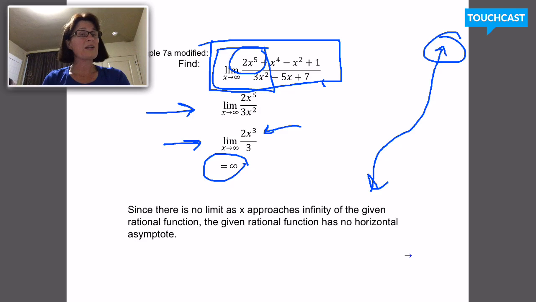So if we want to think about our original question from the beginning of this section, is there going to be a horizontal asymptote for this function? My answer here is no. Since there is no one-number limit as x approaches infinity, there would be no horizontal asymptote for this function.